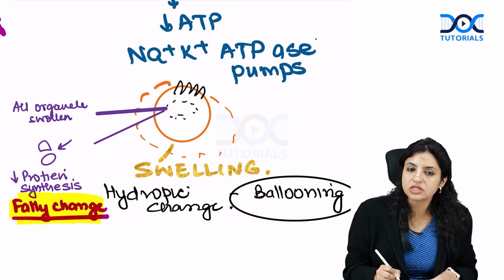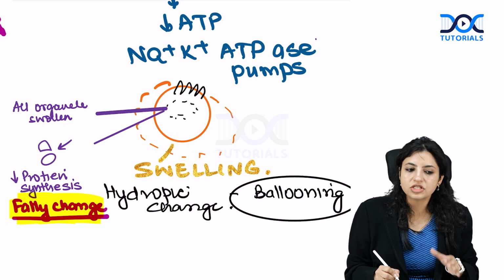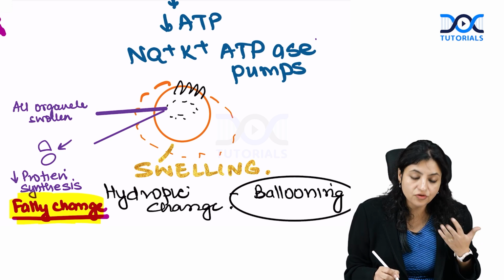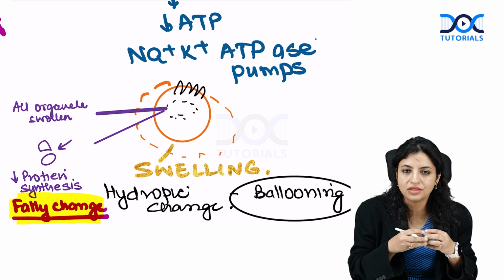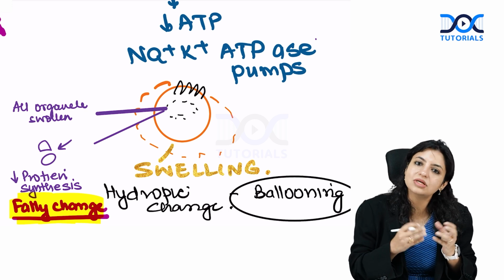Whenever we have reversible cell injury, always remember, reversible means if you give oxygen, it can be reverted. If you give oxygen, the ribosomes will come close together and they will start protein synthesis and the fats will disappear.